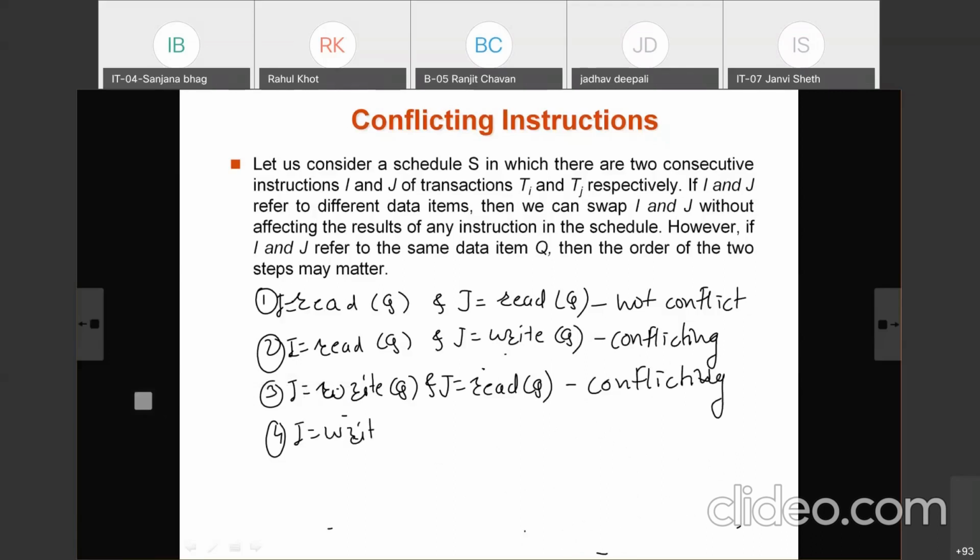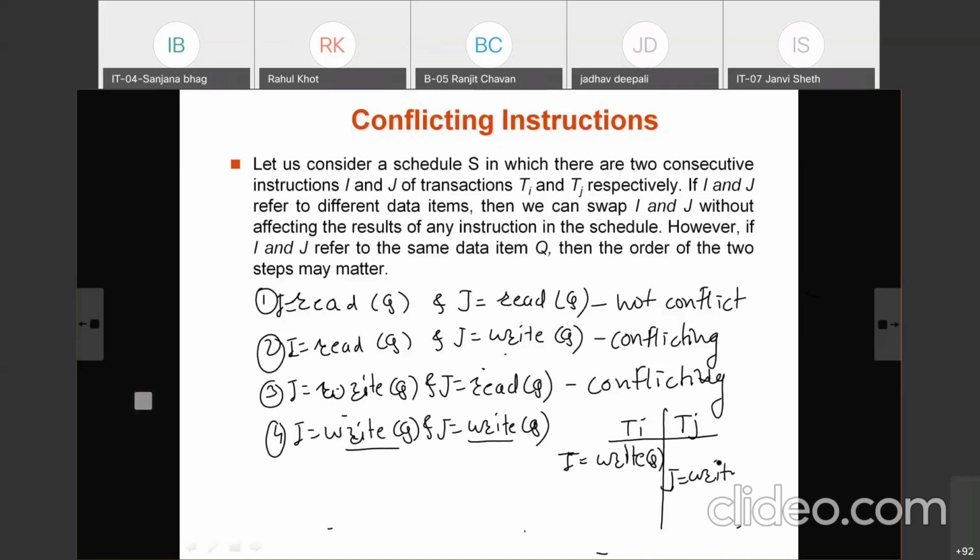Now the fourth case. I is equal to write Q and J is equal to write Q. See here, both instructions are write instructions. Suppose I execute I first, write Q, and then J, write Q. Both are write instructions. Initially we might say it is not conflicting. But what value is stored in the database? The value stored in the database is the one written by the last transaction or last execution.